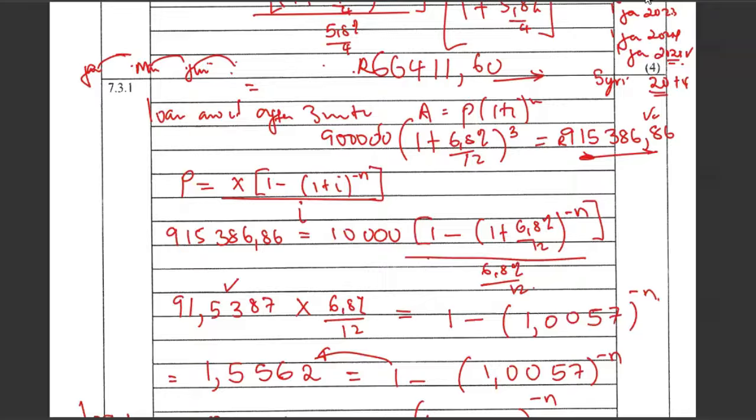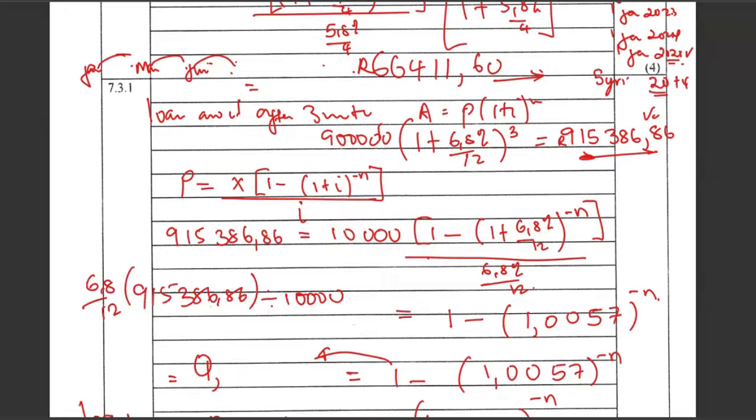So let's say we multiply first before we divide, because something is not adding up. So it's 915,386.86 multiplied by 6.8 over 12. And then we divide by the 10,000. It's going to give me 0.5 something, which I don't know why it should give me something of the sort.